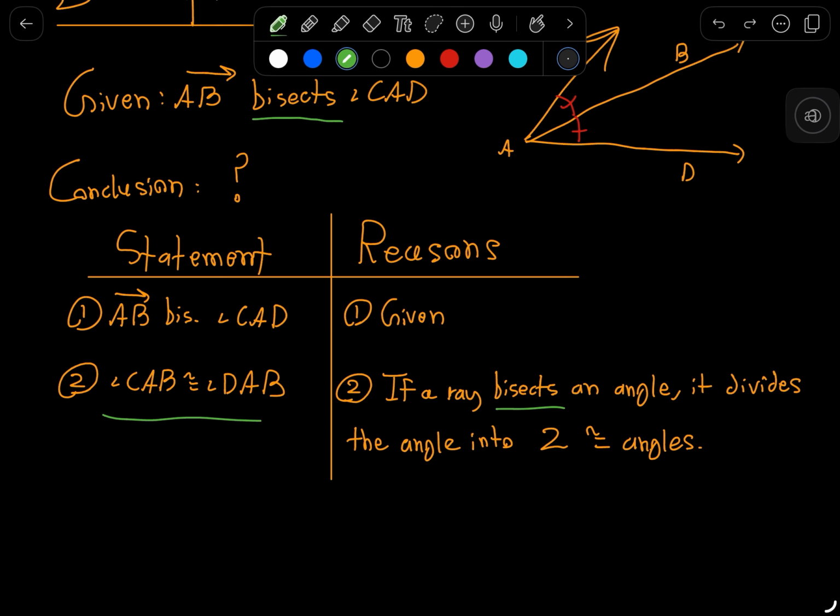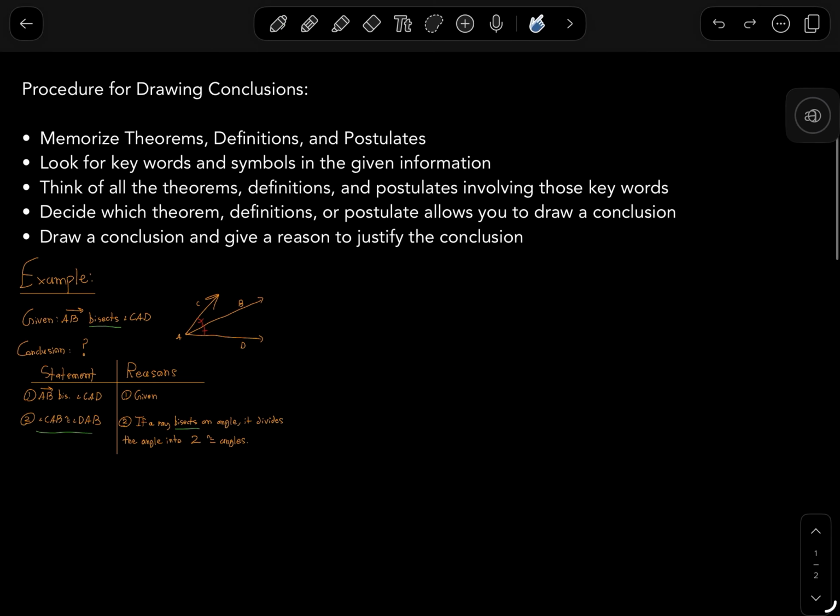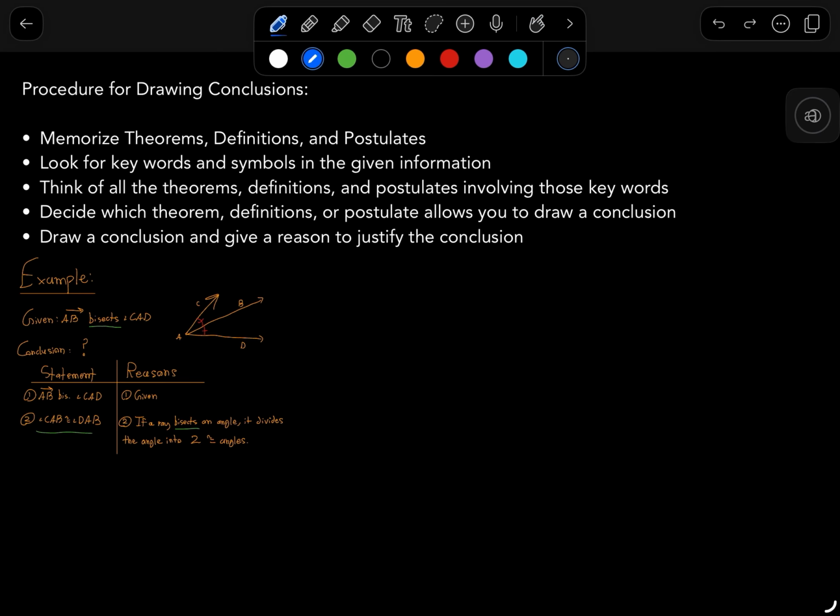So that was a pretty short recap of how you should approach these questions. The most important part: memorize your theorems, because after that it becomes much easier. You know what to expect.